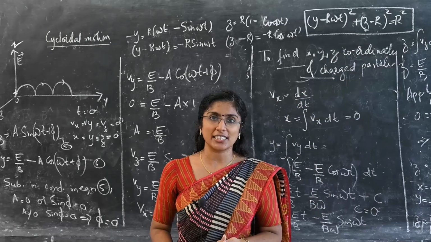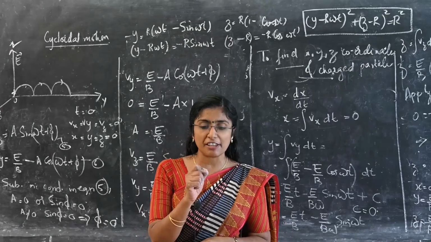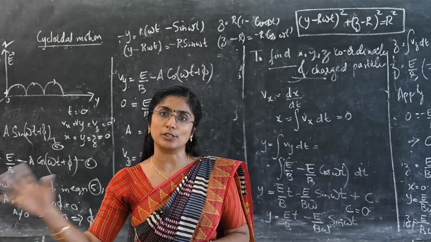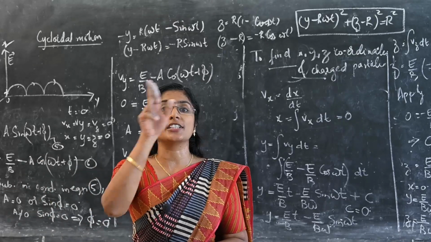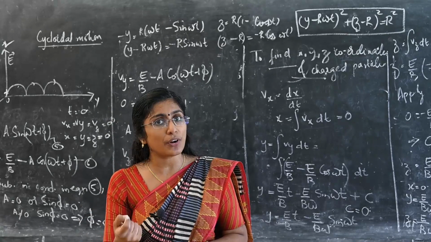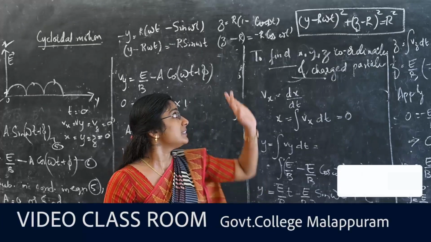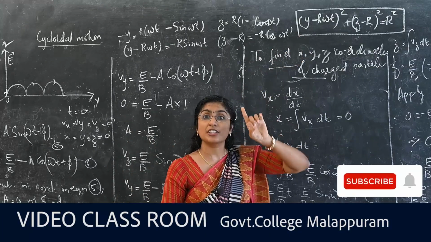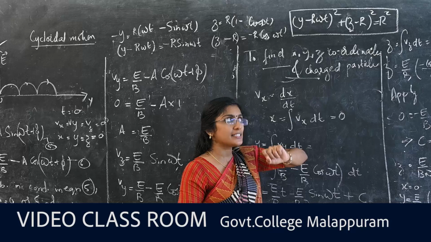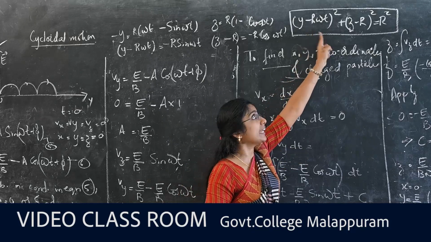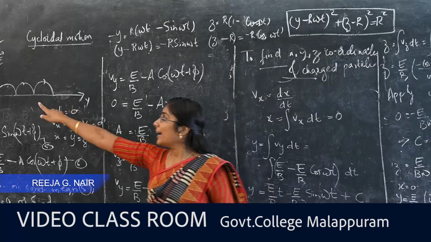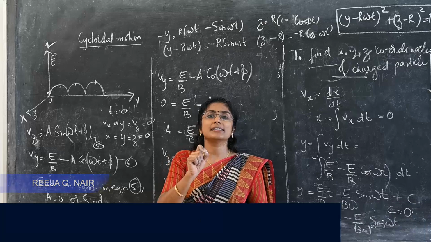Now, what does this equation indicate? You must be familiar with the form x minus a the whole square plus y minus b the whole square is equal to r square. That represents the equation of a circle lying in the xy plane, having center at a and b and radius r. Similarly, this equation is also the equation of a circle having its center at x coordinate 0, y coordinate r omega t, z coordinate r, having radius r, and it is lying in the yz plane.